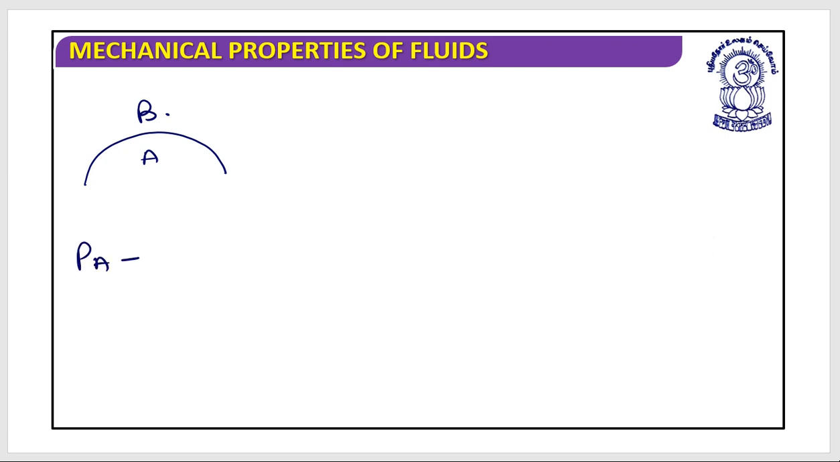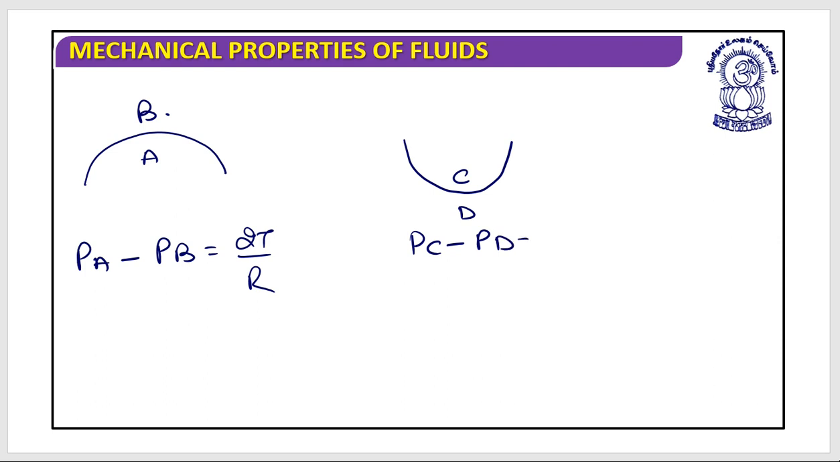So what I can write is PA minus PB. Let's suppose the number of free surfaces is one. PA minus PB is equal to 2T by R. Let's suppose this kind of situation is there. This is D, this is C. So PC minus PD is equal to 2T by R. This R is the radius. I hope this is clear.